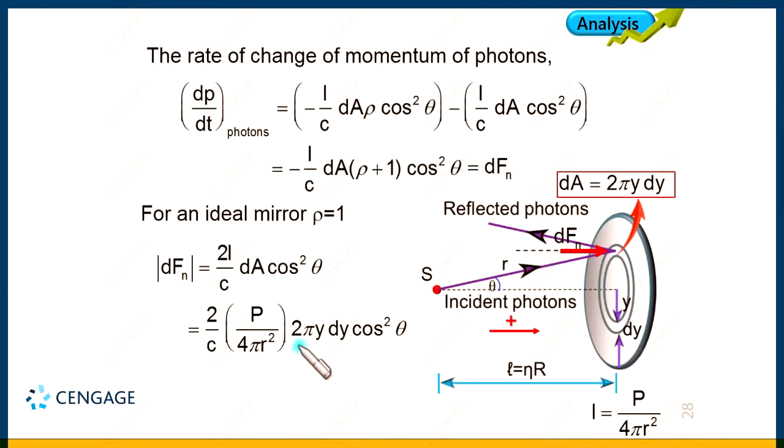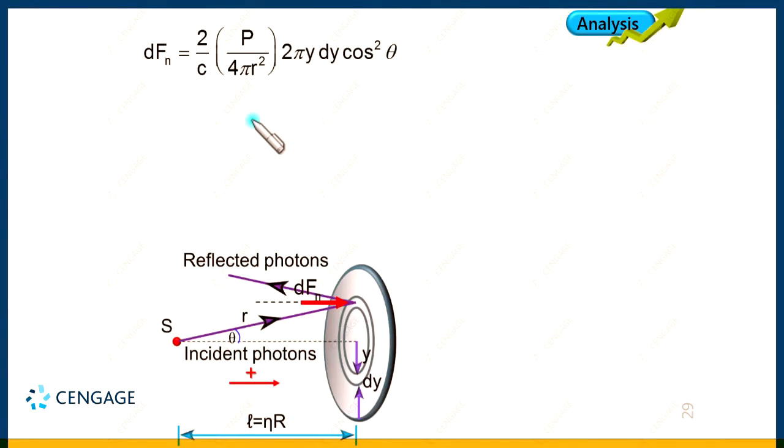Now, we need to integrate this function. So, let us write this expression on the next page. This is dFn. Now, we need to find the value of r and y, and we need to substitute the value of dy in terms of theta.